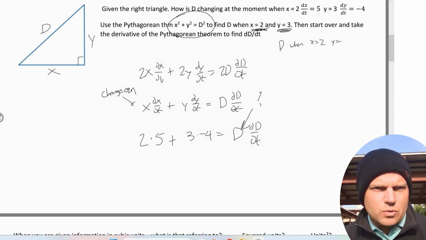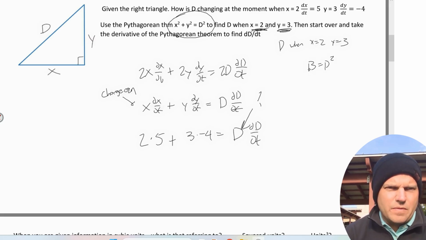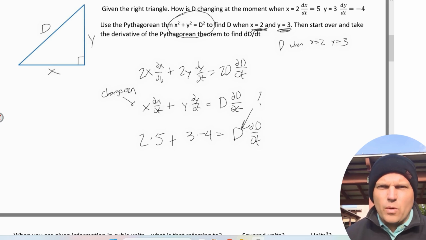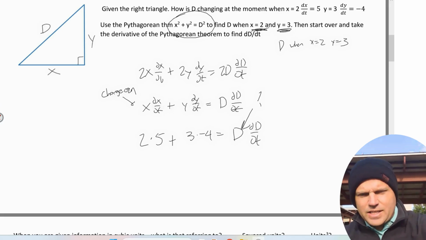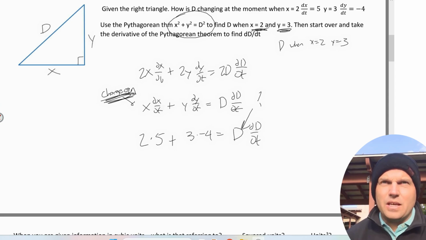And a lot of questions will arise of like, why didn't we just plug in 2 and 3 at the beginning and get 13 equals d squared and just use the derivative of that? Well, x is not always 2, y is not always 3. We're talking about a triangle that's changing, and we are hitting a snapshot. So we need a change equation with x's and y's being variables, not numbers.